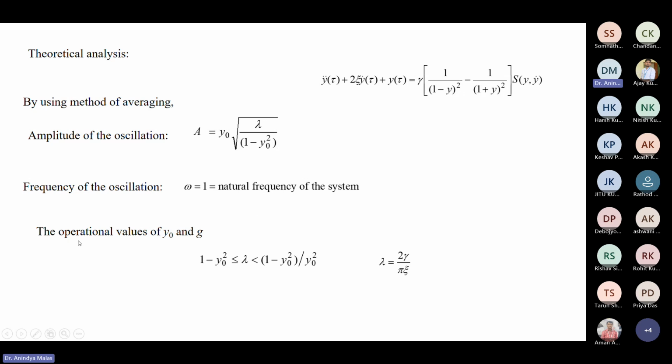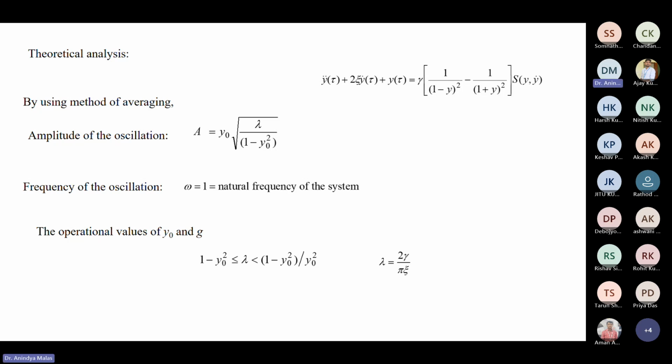Also, we have analyzed that the operating value of gamma should be between these two terms. That means (y minus y0) squared is less than or equal to gamma, which is less than (y minus y0) squared by y0 squared. That gamma value, lambda value, where lambda is nothing but equal to 2 gamma by pi zeta, should be between these two values to generate pure oscillation.